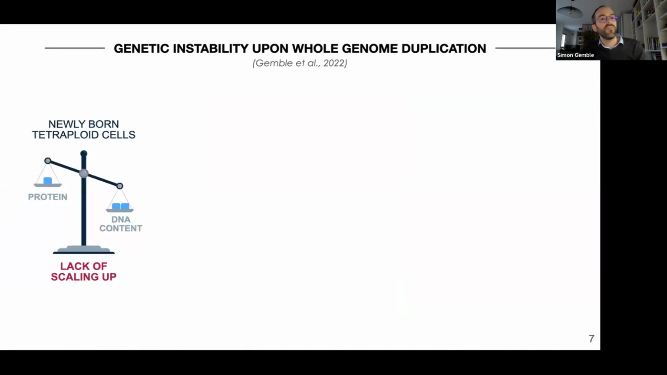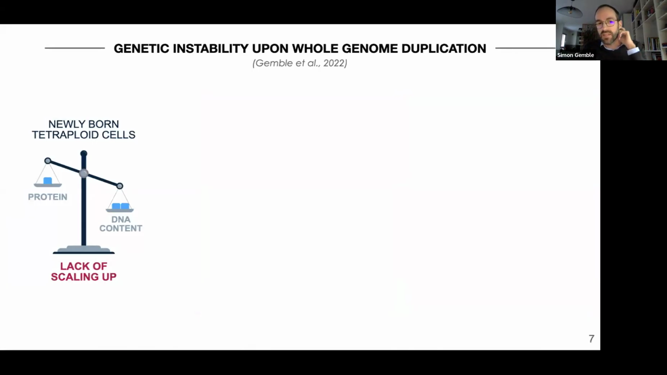In terms of mechanism, we found that newly born tetraploid cells actually do not scale up protein amount with DNA content, meaning that they have twice more DNA to replicate, but they do not produce twice more DNA replication factors, generating replication stress and genetic instability.